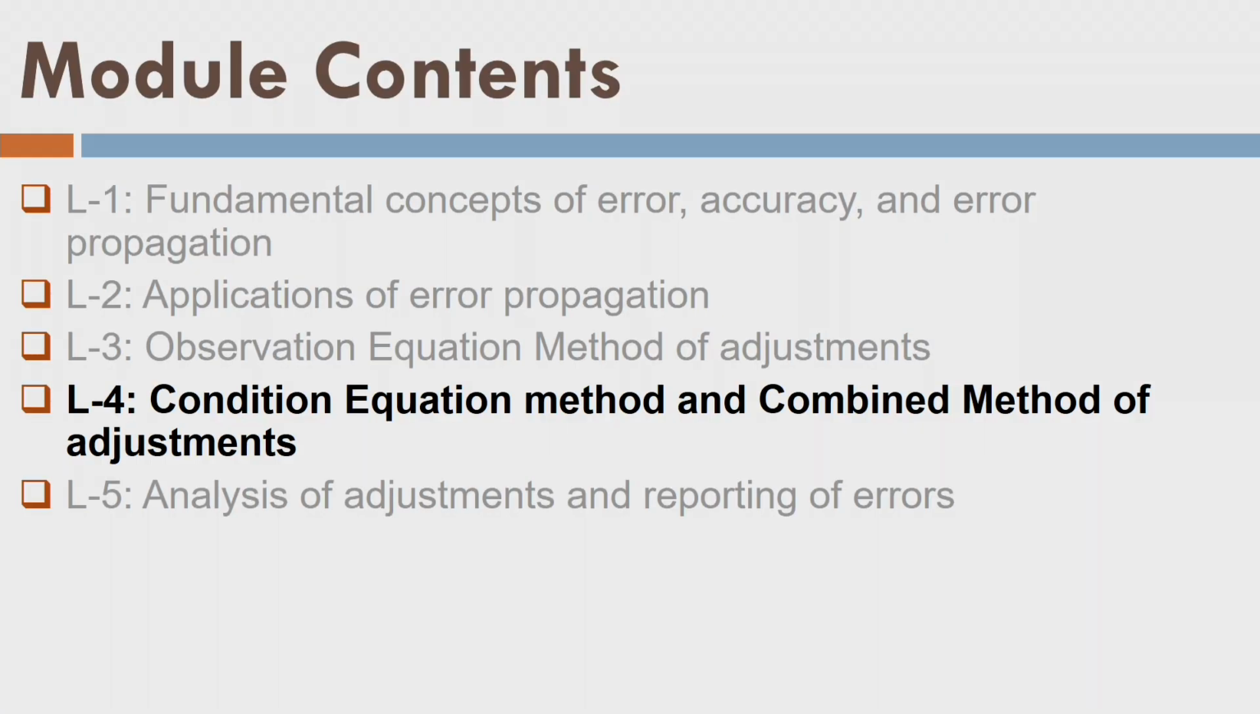Today we are going to learn a nonlinear example of observation equation method. We are also going to consider how to construct the weight matrix and what is a cofactor matrix. Secondly, we are going to see what is the condition equation method, which is quite different from observation equation method. So let us start here.